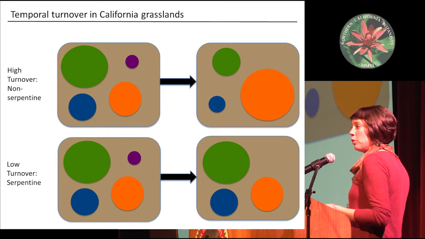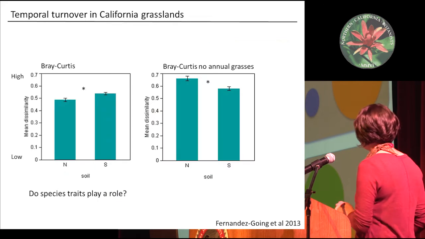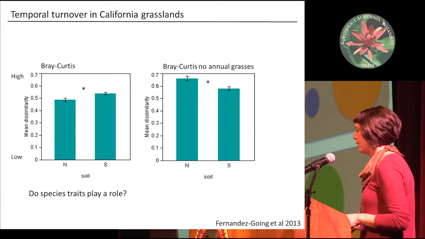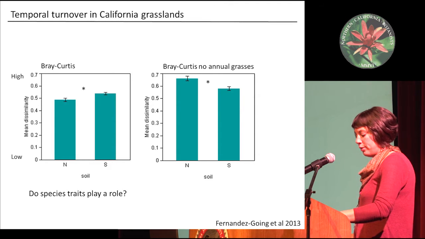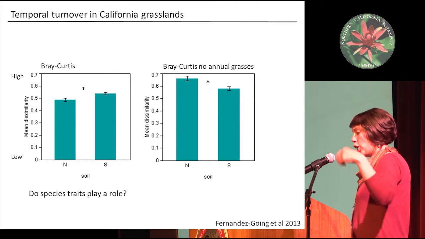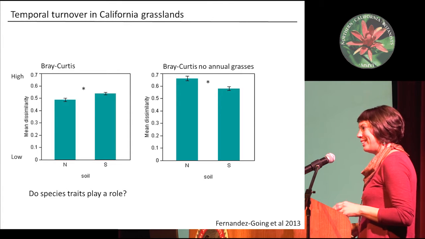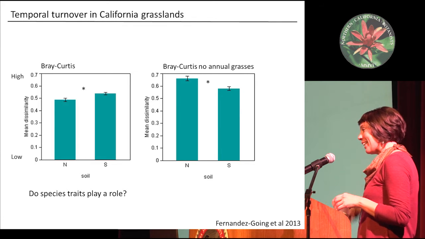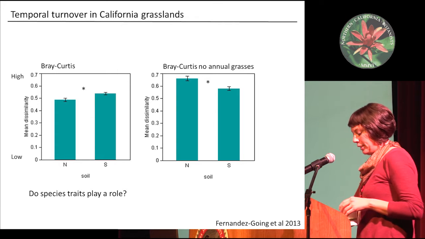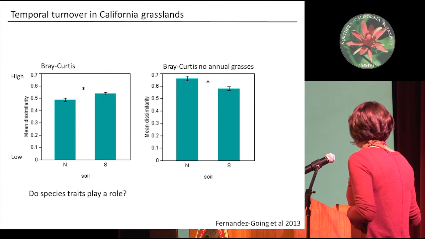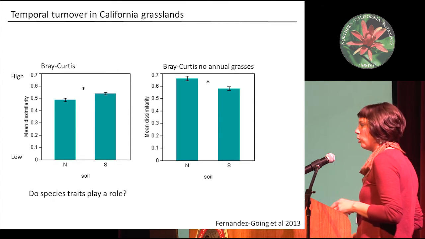However, for serpentine, based on our previous study, we expected very little change. Maybe you lose the rare species, but the other species maintain their relative abundance. So I calculated a measure of this turnover called Bray-Curtis dissimilarity, and it basically asks if the same species were in the plot in the second year as they were in the first year, and if they were there in the same relative abundance. So what you need to know here is that low values on this axis indicate little change in composition, and high values indicate a lot of turnover.